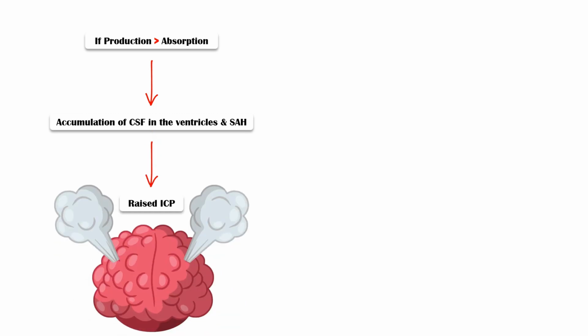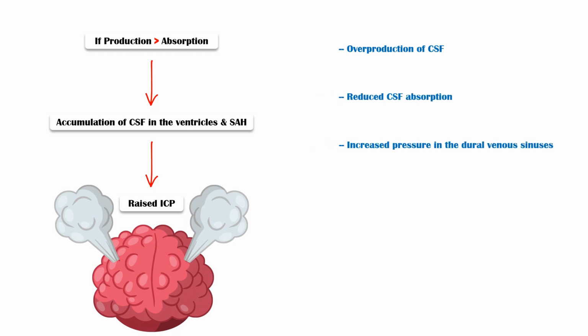If the production of cerebrospinal fluid is greater than its absorption, CSF tends to accumulate in the ventricles and in the subarachnoid space, which causes raised intracranial pressure. This imbalance between the production and absorption of CSF could be due to several reasons, including overproduction of cerebrospinal fluid, reduced CSF absorption, and increased pressure in the dural venous sinuses, which indirectly reduces CSF absorption.